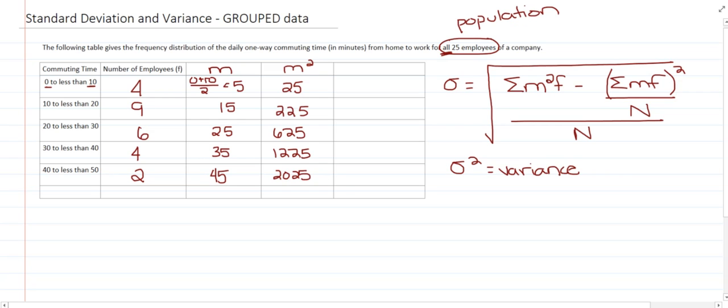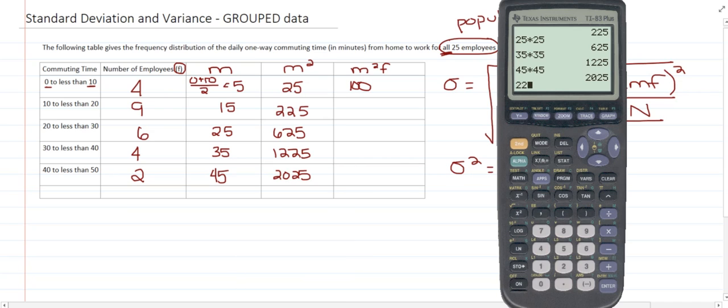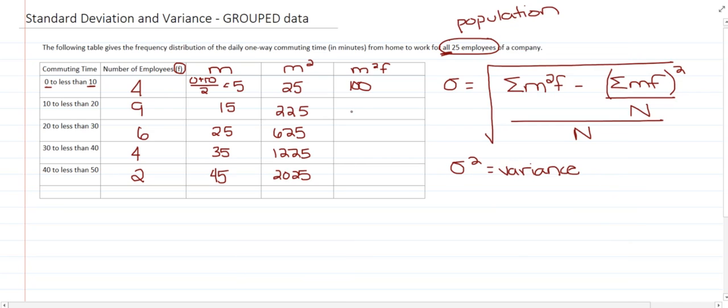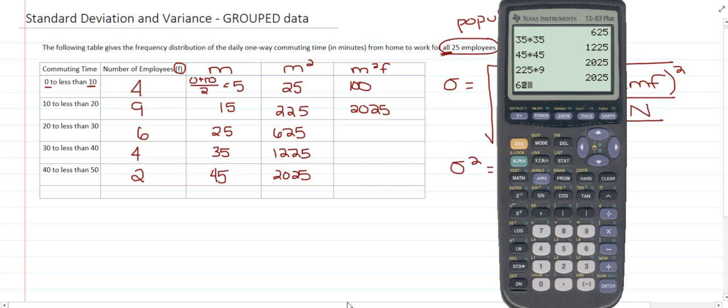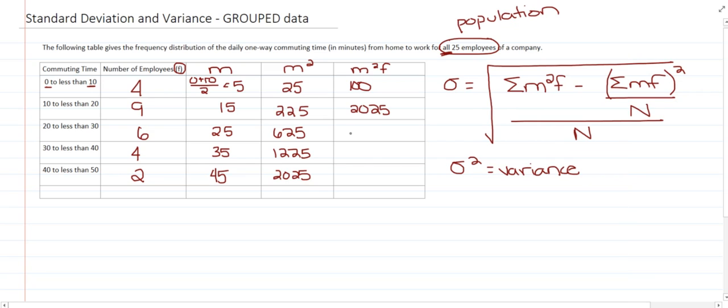Okay, so I need the sum of the midpoint squared times the frequency. So that's what I'm going to do here. I'm going to go midpoint squared times the frequency. So I'm going to do this column here, midpoint squared, times the frequency, back to this column here, number of employees, frequency. So first thing I'm going to do is 25 times 4. That's going to be 100. Then I'm going to do 225 times 9. That's going to give me 2025. Then I'm going to do 625 times 6. That's going to give me 3750.